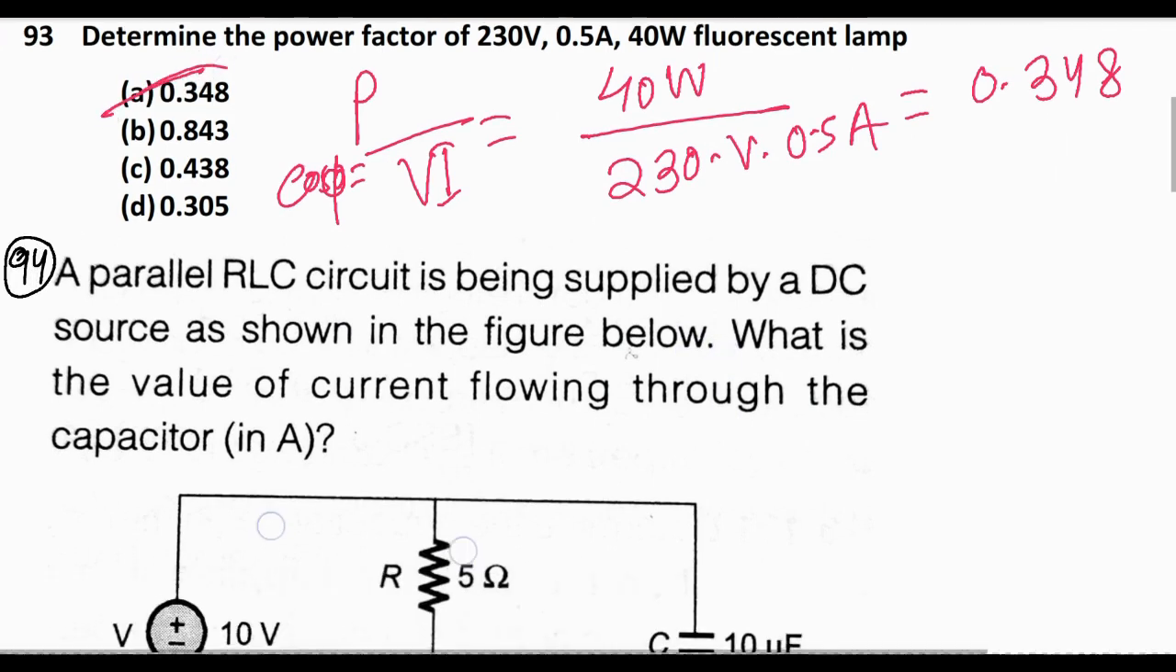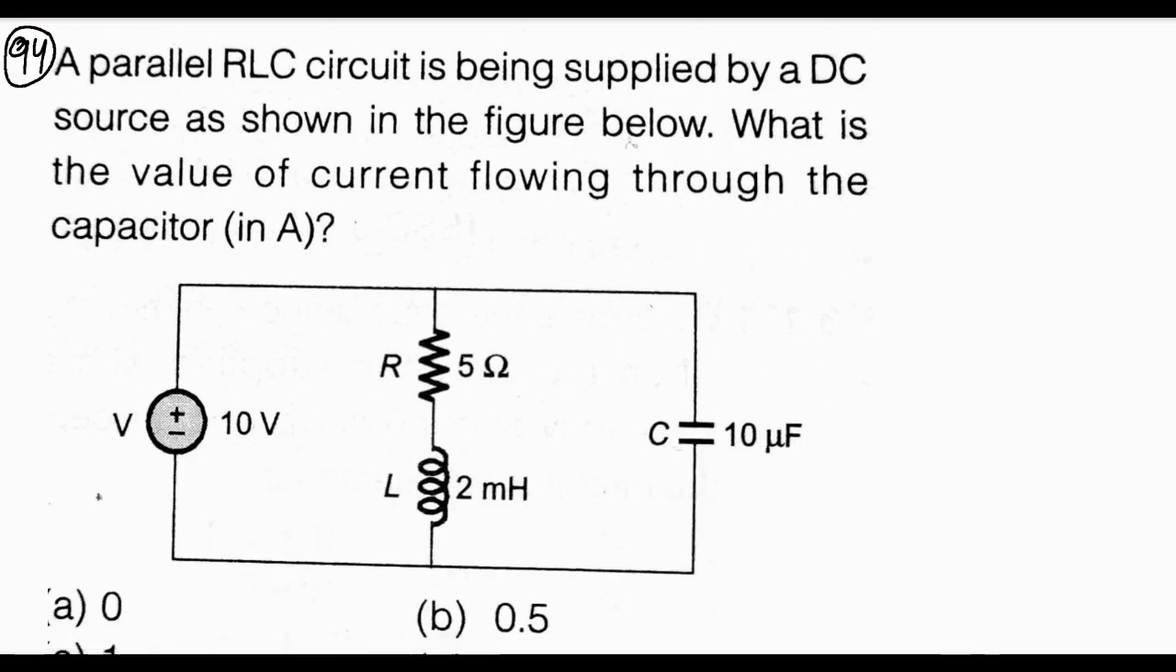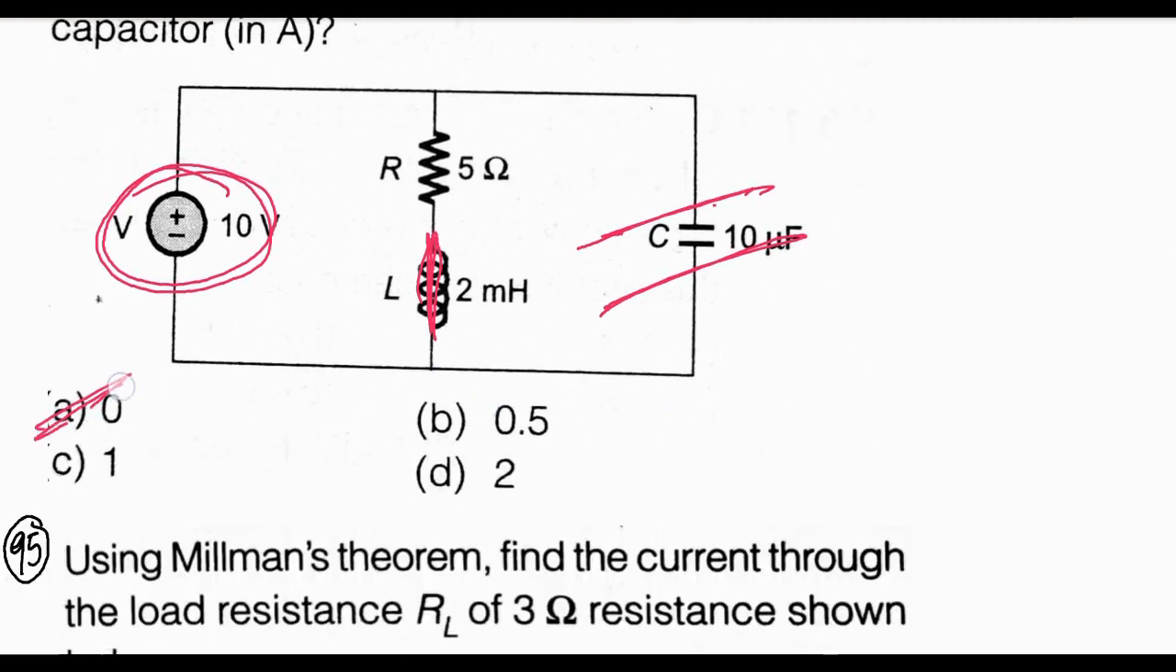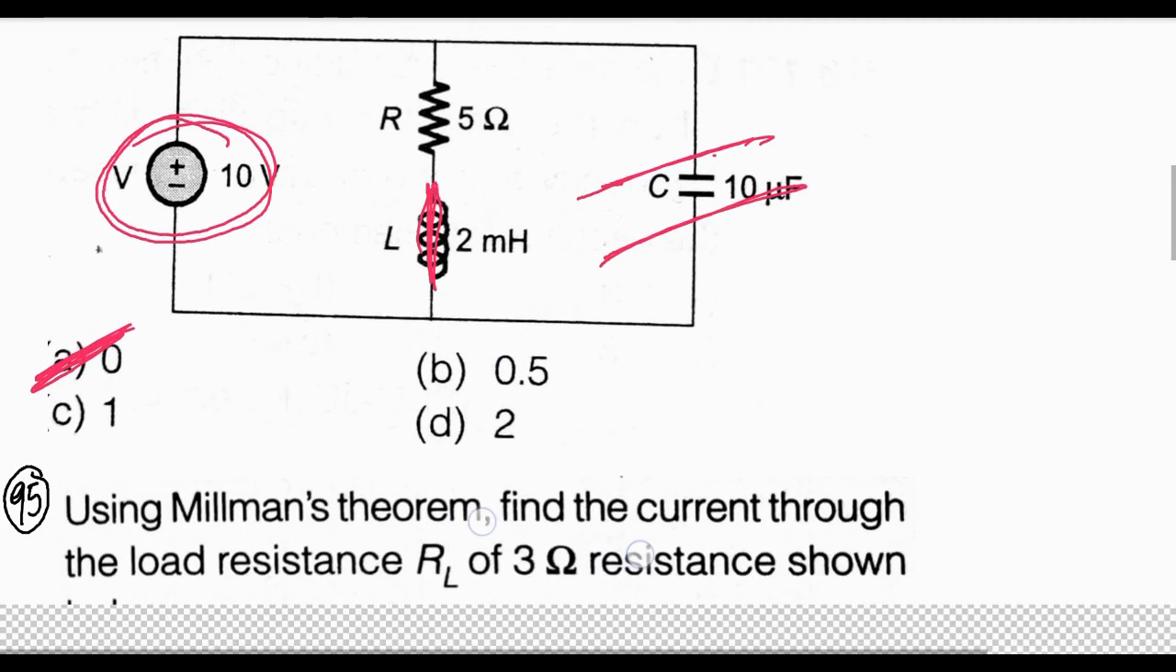Next question is a parallel RLC circuit is being supplied by a DC source as shown in the figure below. What is the value of current flowing through the capacitor in ampere? So what is the current flowing through the capacitor? Look at this one, it is a DC source. As this one is a DC source, during the steady state this inductor will be short circuited and this capacitor will be open circuited. As this will be open circuited, there will be no current flow in the capacitor. So the answer will be 0. This is a very simple question.